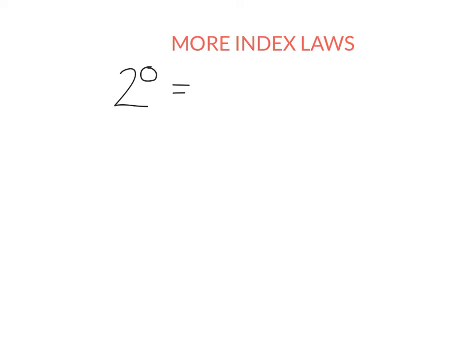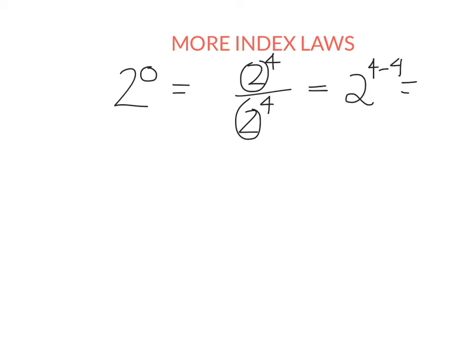So we're going to use our other index laws that we went through last time. So 2 to the power of 4, I'm just picking a random power. I could have chosen 2 to the power of 20, 2 to the power of 5, whatever. 2 to the power of 4 divided by 2 to the power of 4, right? Well, using our second index law from last time, if you divide the bases, you keep the same base and you subtract the powers. And of course, 4 minus 4 is just 0.